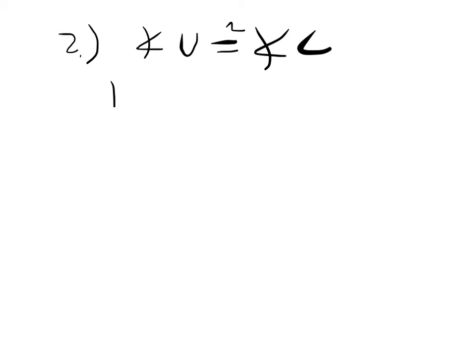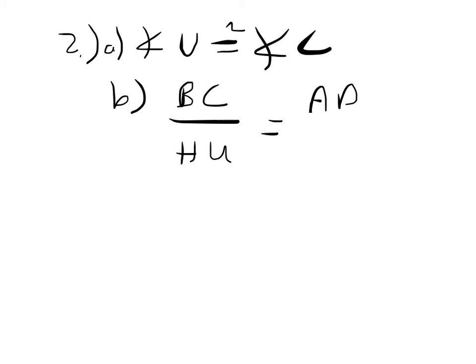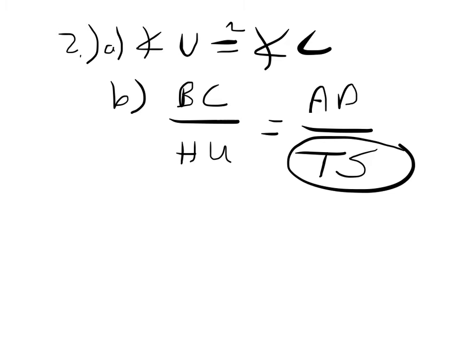Okay, for number 2, I've got 2 similar quadrilaterals. If I look at the order, U has got to correspond with C because it's the third letter in the similarities given. So therefore, angle U is going to be congruent to angle C. And for part B, I'm asked BC over HU equals AD over something. Well, BC and HU are the second and third letters in each of the 2 quadrilaterals' vertices. A and D are the first and fourth in the first, so I've got to have T and S, the first and fourth in the second.